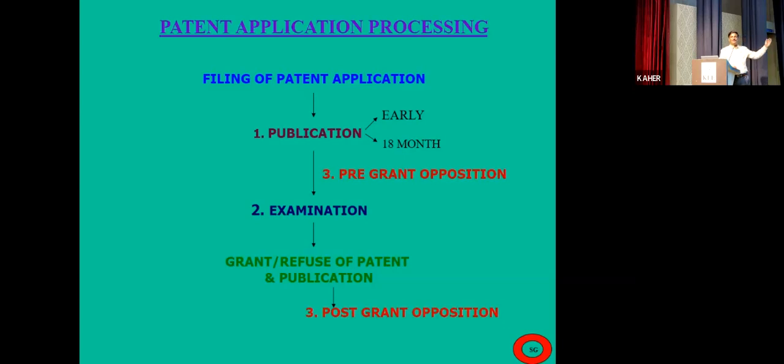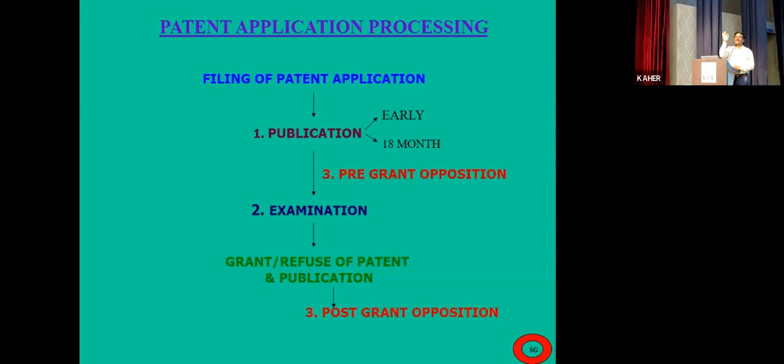After publication, there is the patent office. You have created the invention, so you are the first person who knows the creation, and you have given it to the patent office, which is the second person to come to know that creation. Now after publication, third parties, anyone, can oppose the grant of a patent to you. That is pre-grant opposition.